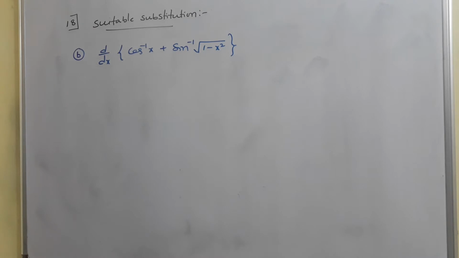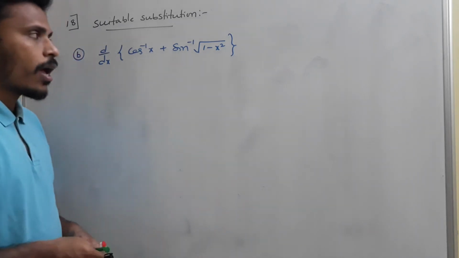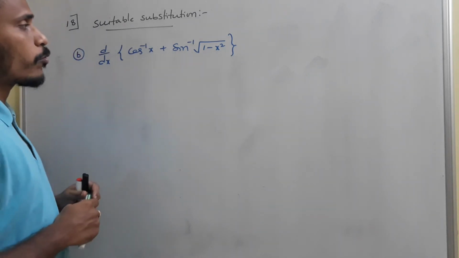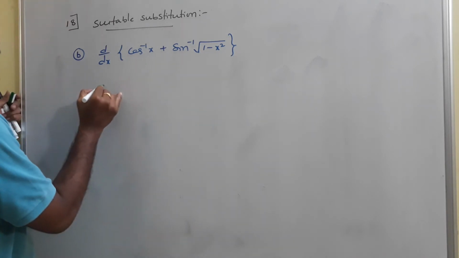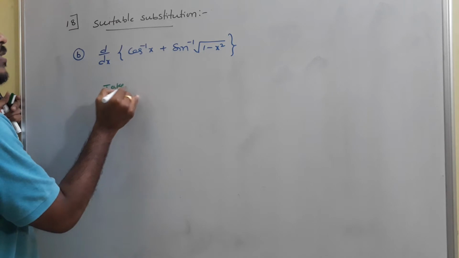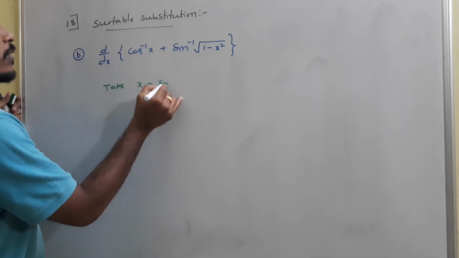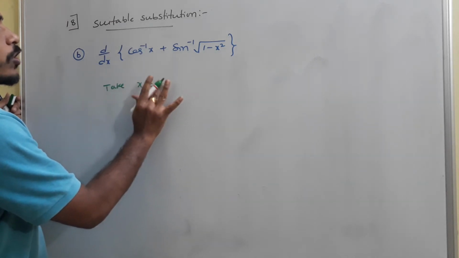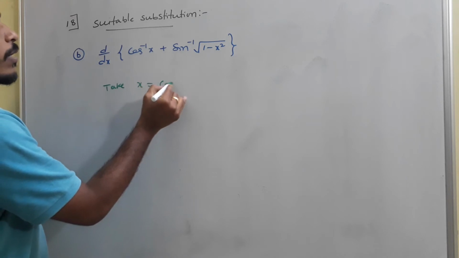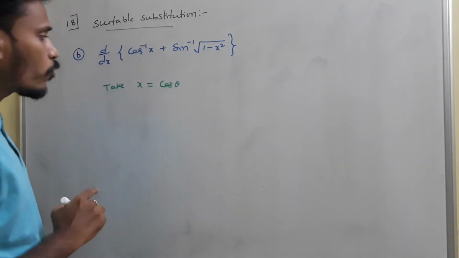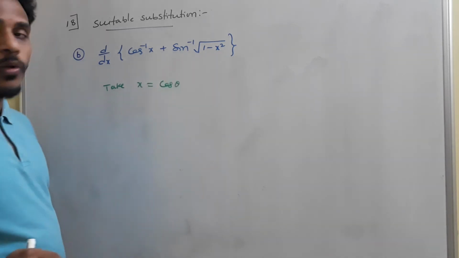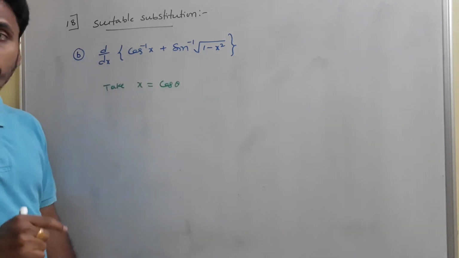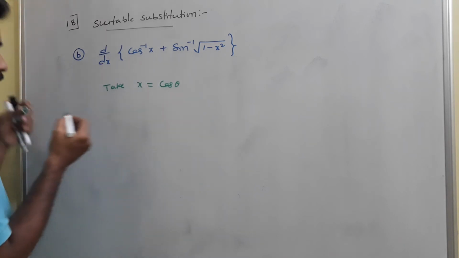So we are solving problems using suitable substitution. Again, as we discussed in the previous problem, we need to think about suitable substitution for x. Okay. So if you replace x with sin theta, or if you replace x with cos theta, that is somewhat comfortable for us. Okay. If you replace x with cos theta, so here root of 1 minus x square is involved, and here cos inverse of x. Okay, x is cos theta.